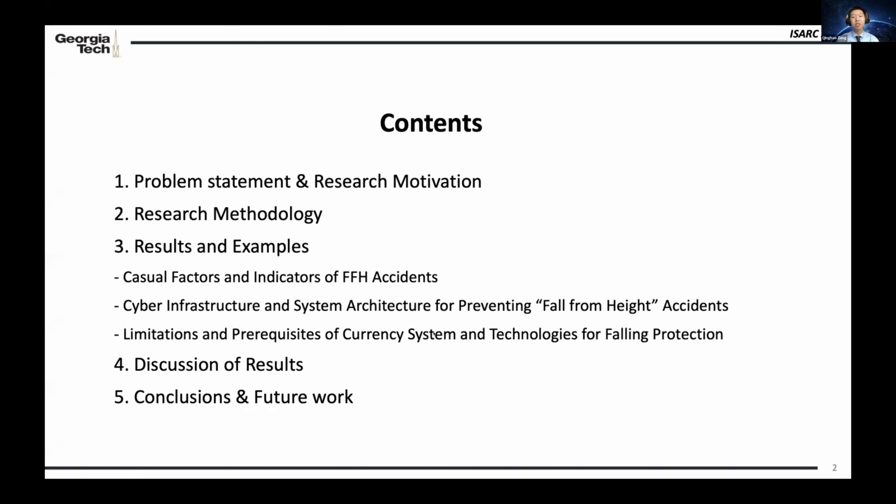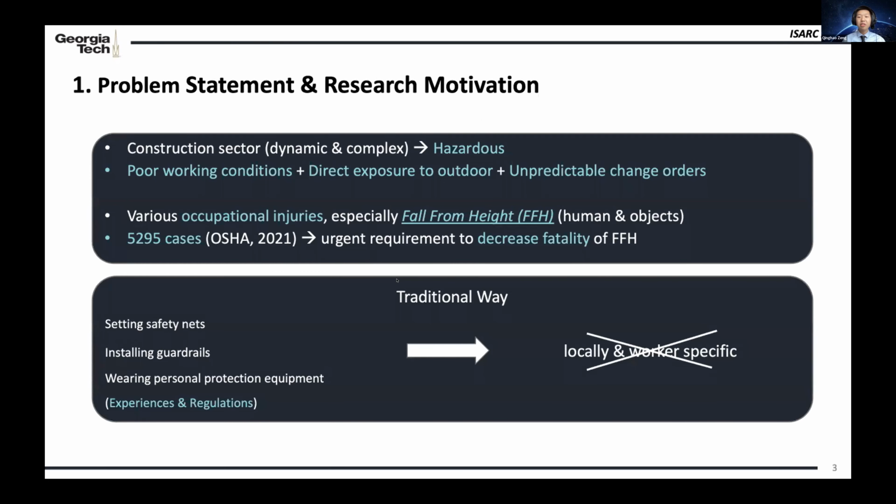So the contents for this paper could be divided into 5 parts, including the problem statement, the research motivation, the research methodology, results and examples, discussion of the results, and at last, conclusions and the future work. So first, let's go through the background and motivation of this research.